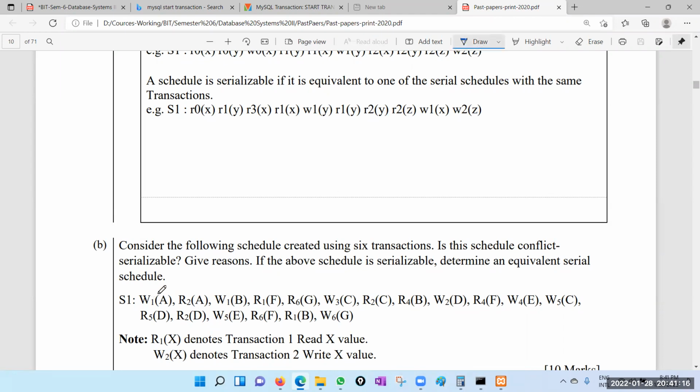So this is write 1A, read 2A, right? So second transaction. What we can do is we can write it like this.